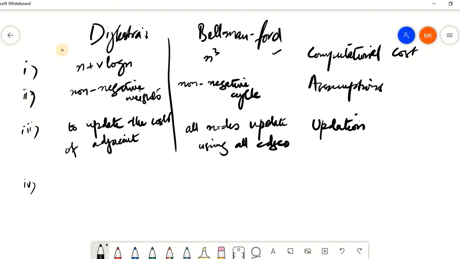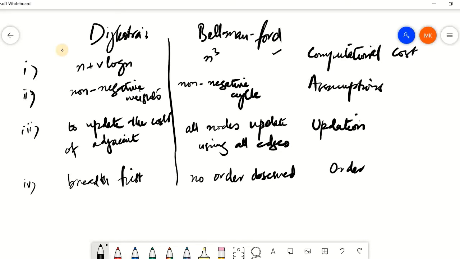From that perspective, we can think of it as a kind of breadth first search algorithm, where the source is the root and we keep on exploring the breadth first and then the depth, whereas we do not have any particular order in case of Bellman-Ford's algorithm. So no order is observed, and we rather check for all the edges in any order. So that is with respect to the order of checking.